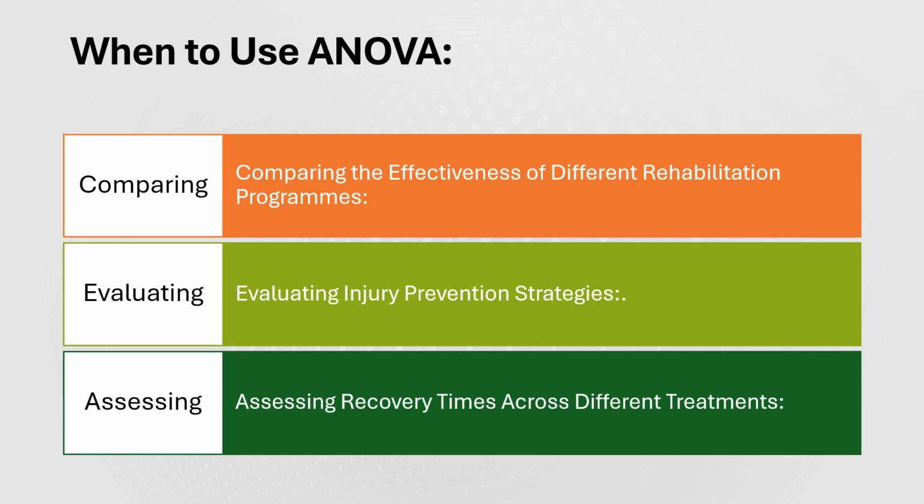You could use it to assess recovery times across different treatments. So you might want to compare the recovery times of athletes who receive different types of sports therapy or rehabilitation after a sprained ankle. An ANOVA can be used to assess whether the average recovery time differs significantly across different treatment methods. So athletes are divided into groups based on the type of treatment they receive, and their recovery times are recorded. An ANOVA is then applied to see if the type of treatment has a significant effect on the speed of recovery.